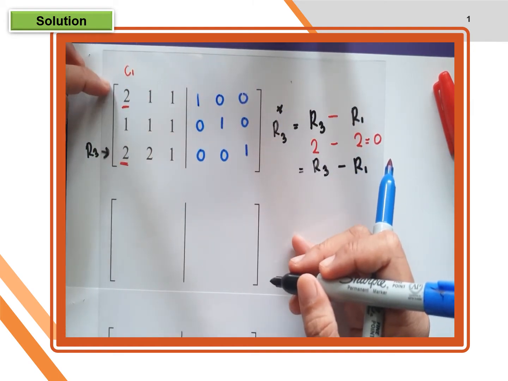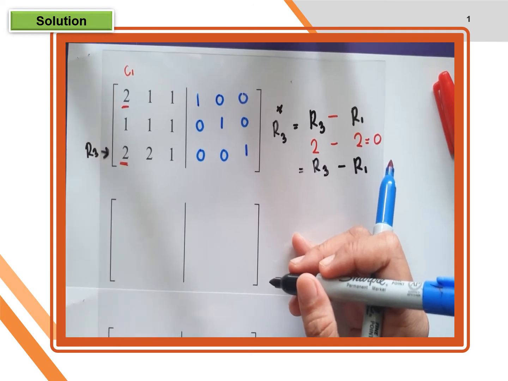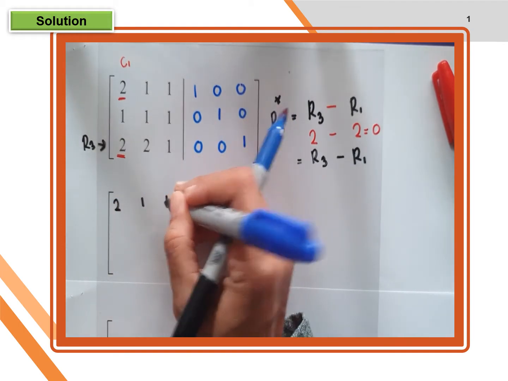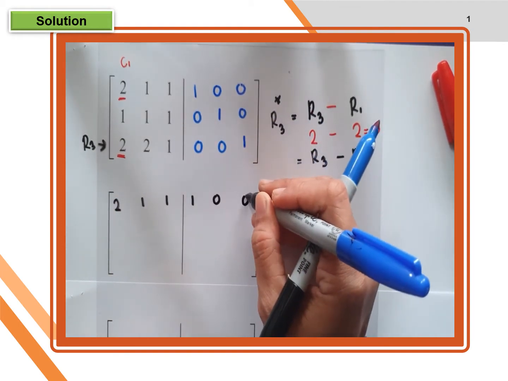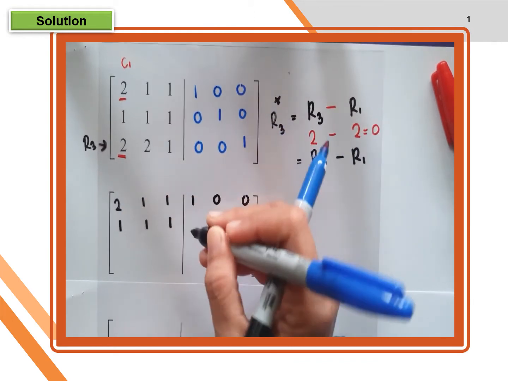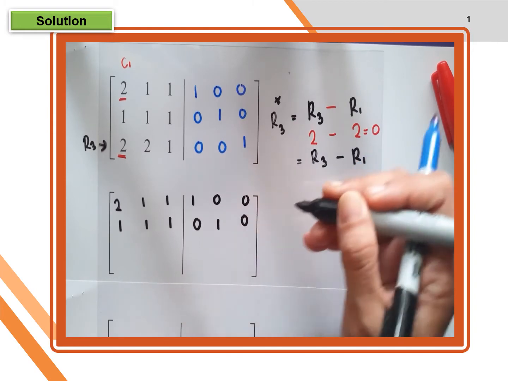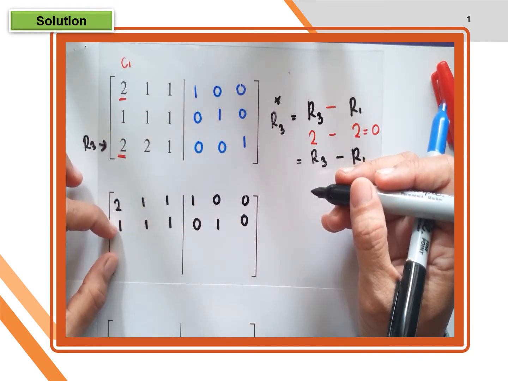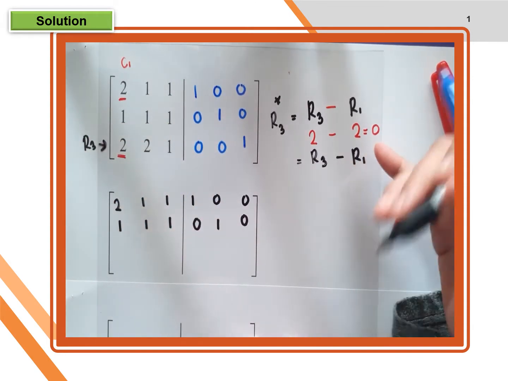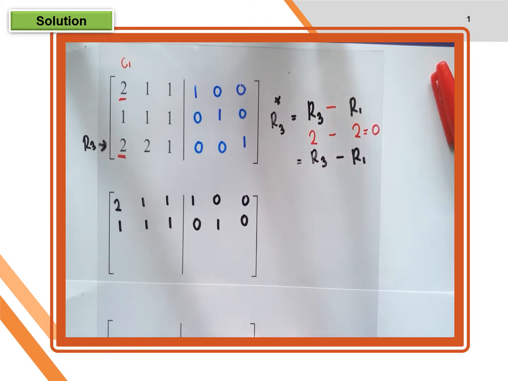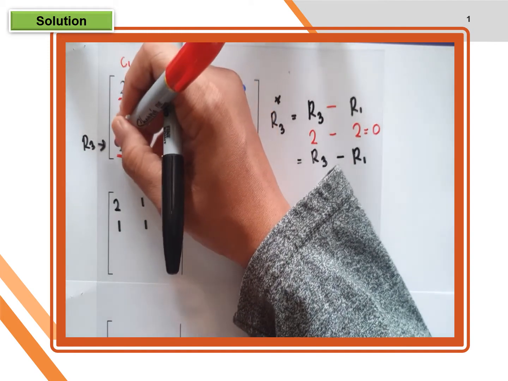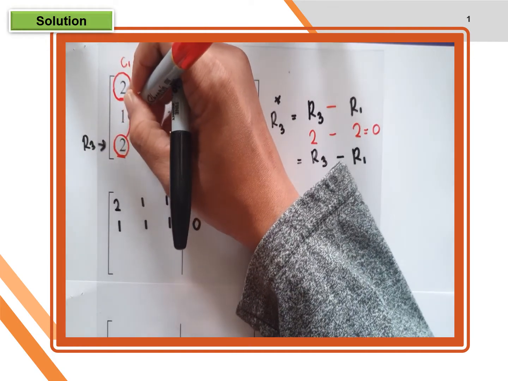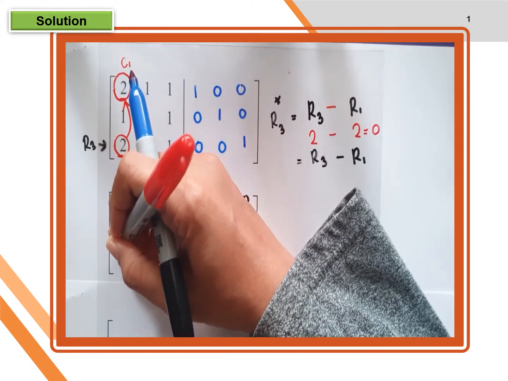Next, for the other rows, you keep everything. Just write down again 2 1 1 1 0 0 and 1 1 1 0 1 0. This is for row number 1 and row number 2. How about row number 3? We replace row number 3 by using this formula: row 3 minus row number 1. In the first column, row 3 is equal to 2, row 1 is equal to 2. Row 3 minus row 1, the answer is equal to 0.